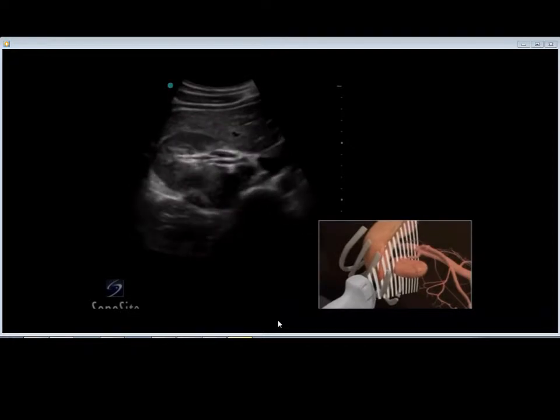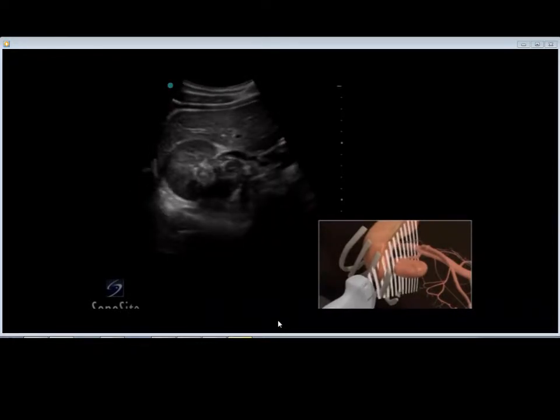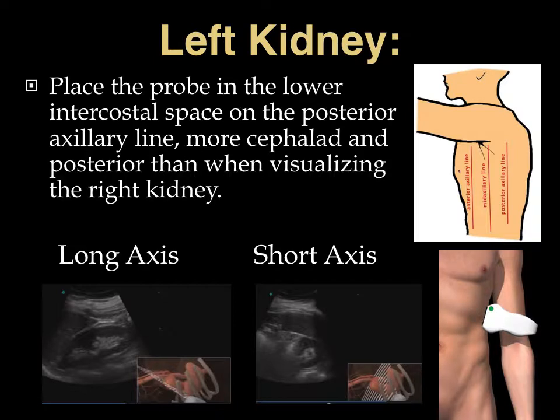We will now switch to the short axis and be sure to fan from the superior to inferior pole of the kidney. We will now move our exam to the left. For this side, you will place the probe in the lower intercostal space on the posterior axillary line, more cephalad and posterior than when visualizing the right kidney.